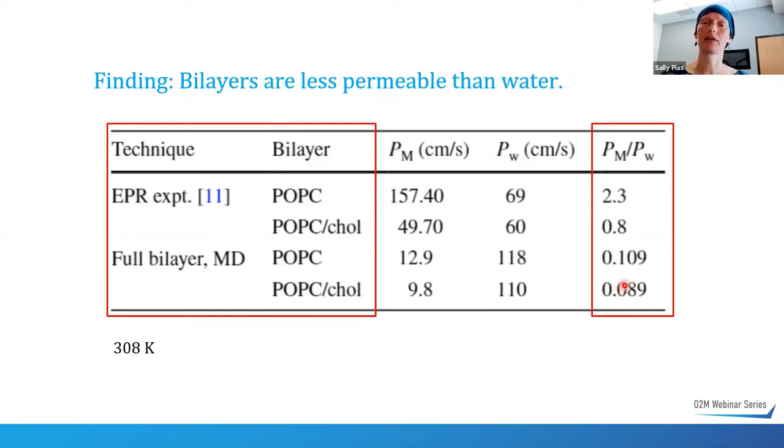And with this kind of comparison, which takes out the thickness of the membrane as a factor, we see a reduction of about 10% between POPC and POPC cholesterol in terms of oxygen permeability.